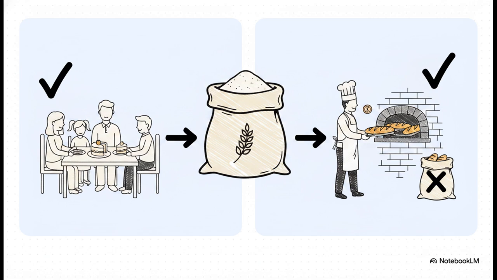Did they buy that flour to bake a cake for themselves to eat? If so, that's final consumption, and we count it. But what if they bought it to run a small home bakery business? Then it's an intermediate input. If we count the flour when it's bought, and then count the final loaf of bread when it's sold, we've fallen right into the double counting trap. We literally only want to count final goods.